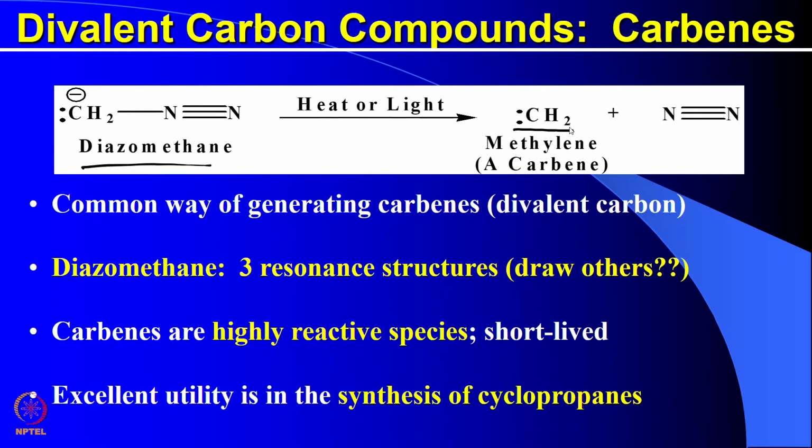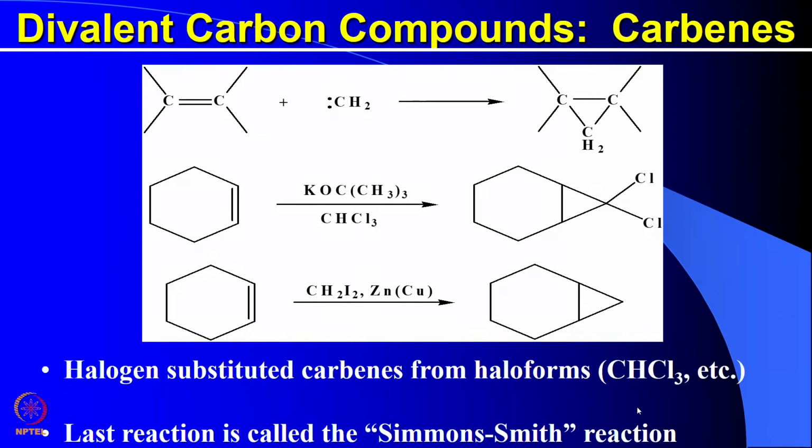Diazomethane has three resonating structures, so you try to draw those yourselves. And these carbenes are highly reactive and short-lived species. So these should be generated in situ immediately for the reactions. These are utilized for making a number of cyclopropane derivatives in organic synthesis. Let us see what happens when you add a carbene to a CC double bond. When you treat a CC double bond with a carbene species, it forms a cyclopropane ring like this.